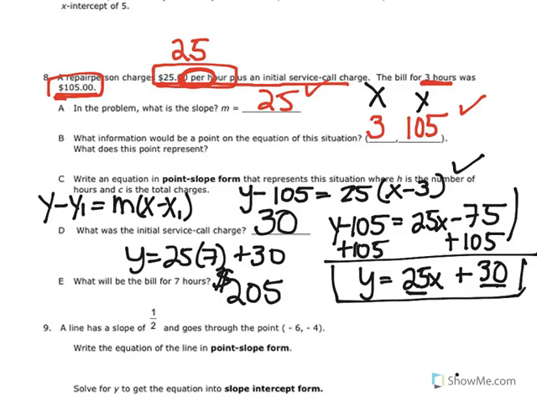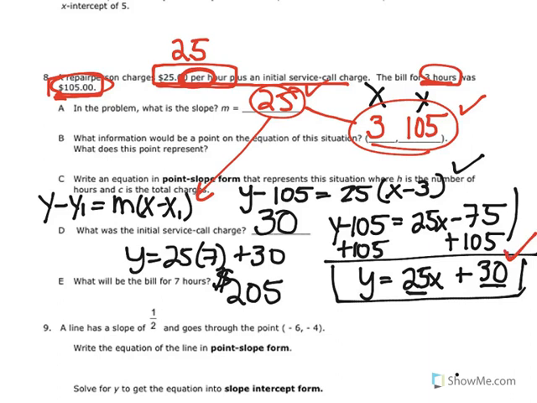So just to recap on that question, they gave us a point that was not the y-intercept. It was 3 hours and $105. So that made this point. So use the point and your slope and put it in point-slope form, and then solve it all out until you get slope-intercept form right here. So we can see what the y-intercept is: 30.